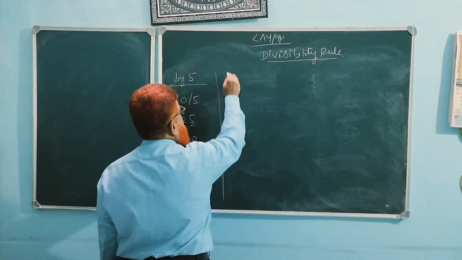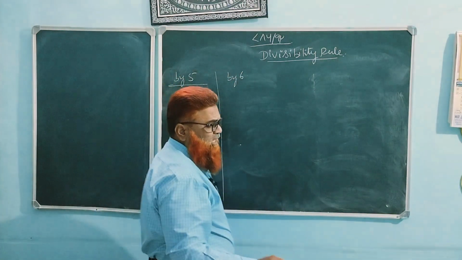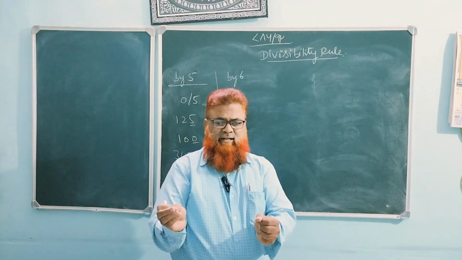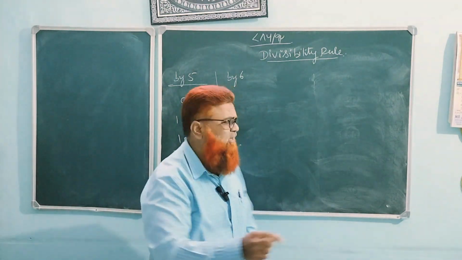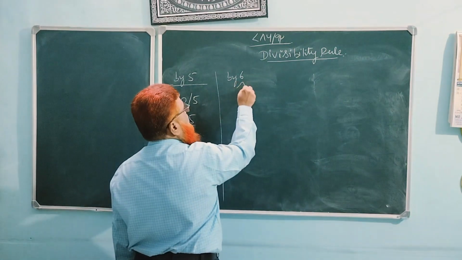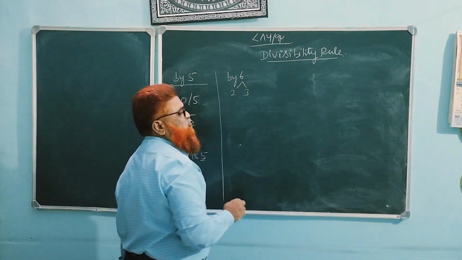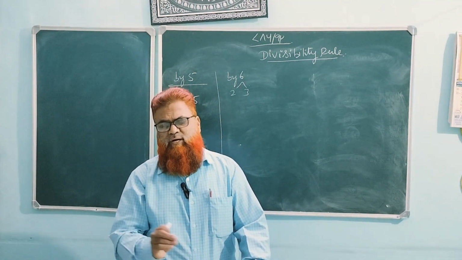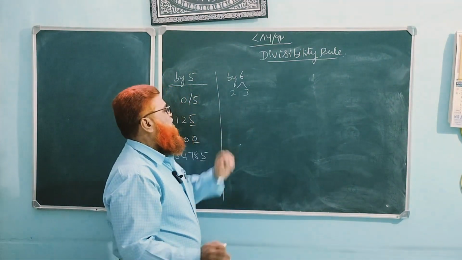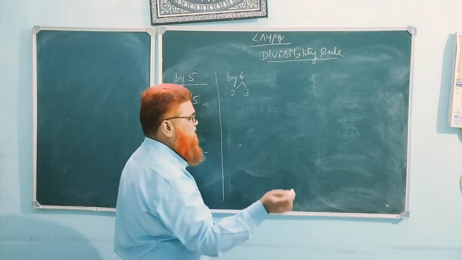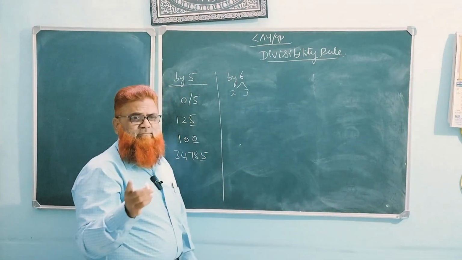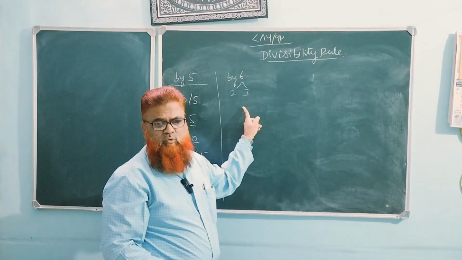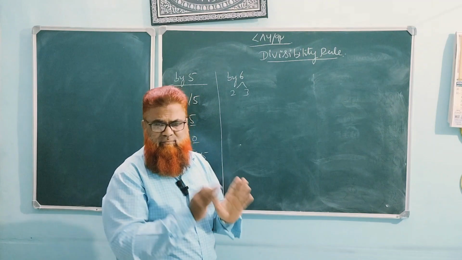Proceeding further to divisible by 6. Which number is divisible by 6? Viewers, it's very simple. Keep the tests for 2 and 3 ready in hand. Why do we go for the tests of 2 and 3 first? Because 6 has two factors, 2 and 3, the first two prime numbers. So to test if any number is divisible by 6, you have to test whether it is divisible by 2 and divisible by 3. If it passes both tests, then you can easily say that this number is divisible by 6.